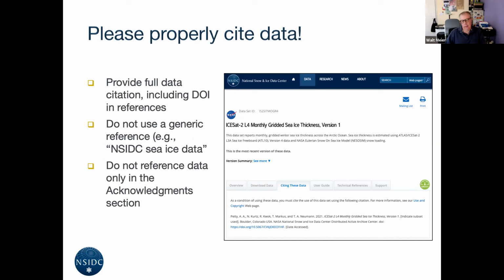And also a common practice has been to reference the data in the acknowledgement section. It's nice to see that acknowledgement, but that's, again, not the proper method of citation. So please do that. At NSIDC, all our data sets have a citing these data tab with the full citation there in the recommended citation.